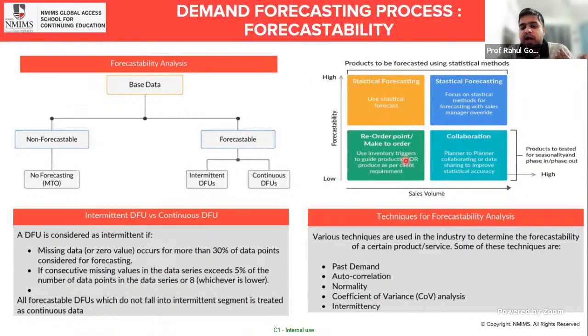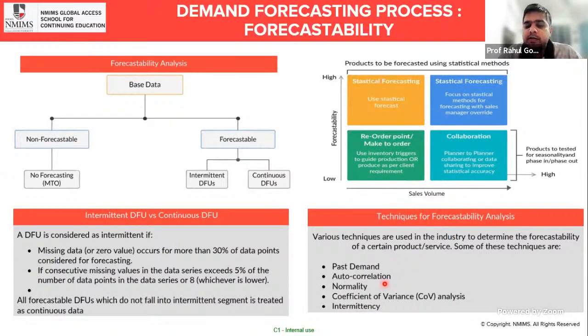Now, some of you would have asked, okay, we understand sales volume, so we can simply plot by seeing which SKUs are contributing high. We can do ABC analysis. How do we calculate forecastability? Forecastability can be calculated, or mapped, for a particular SKU or for a particular SKU customer combination using various features of that time series.